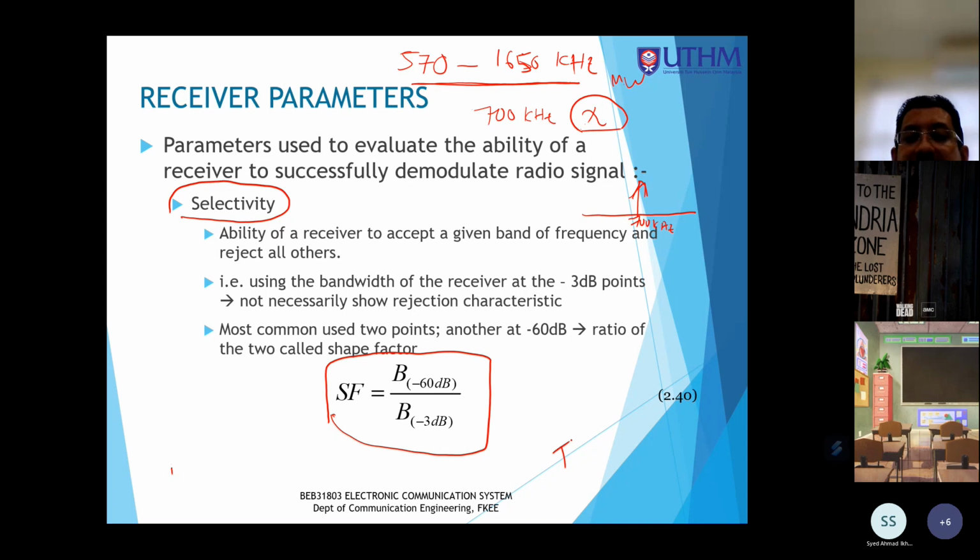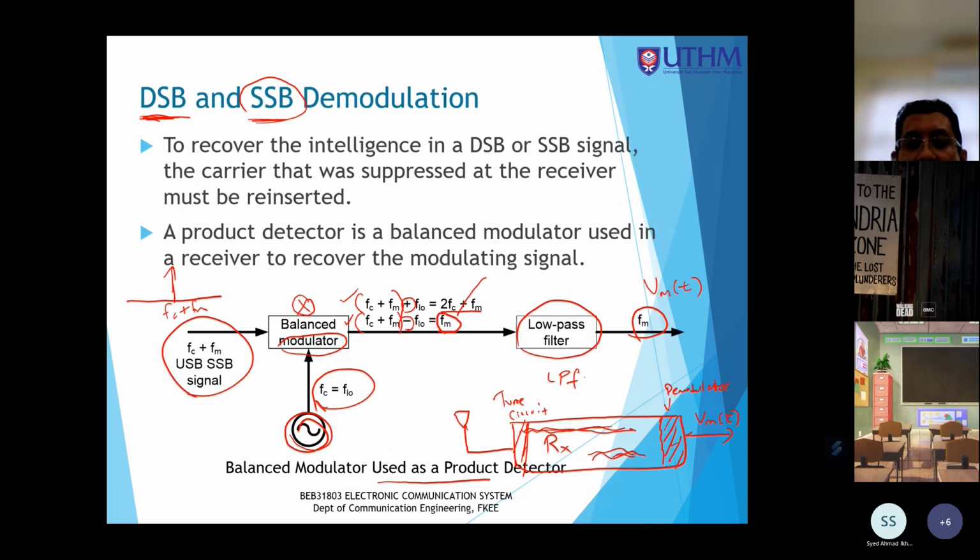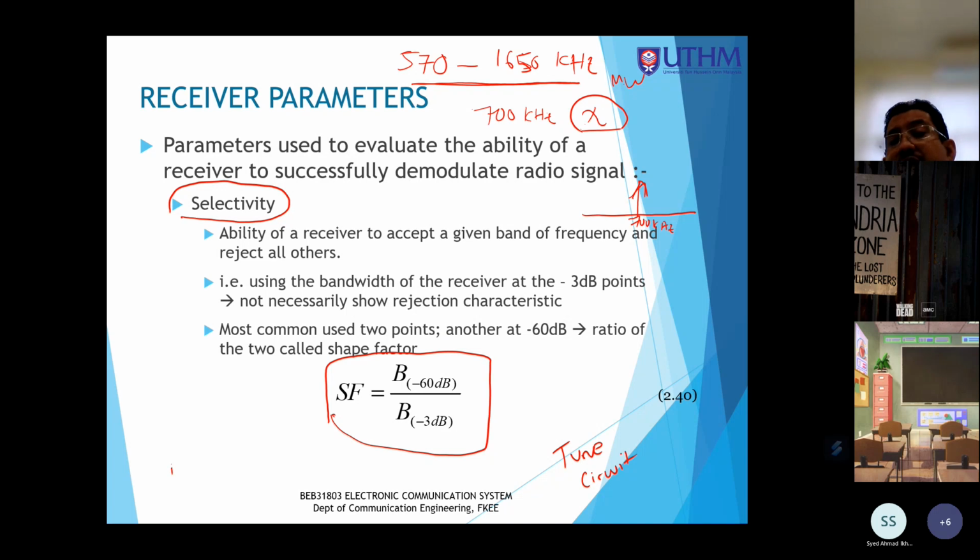Macam saya katakan tadi, sekarang we are looking at the tune circuit. Tune circuit berada pada proses yang pertama, proses awal. Di dalam tune circuit ada filter dan juga ada amplifiers. Tune circuit inilah yang akan kita lihat dalam aspek selectivity parameter.